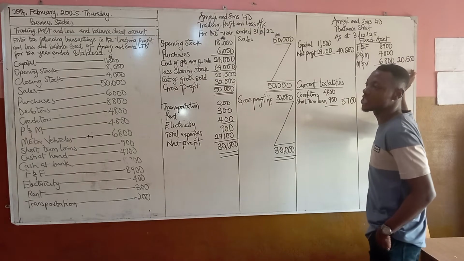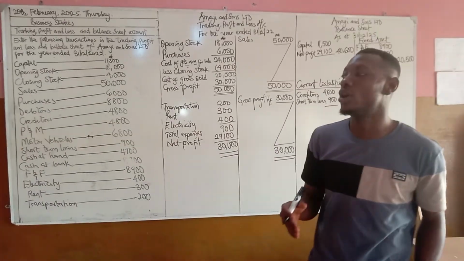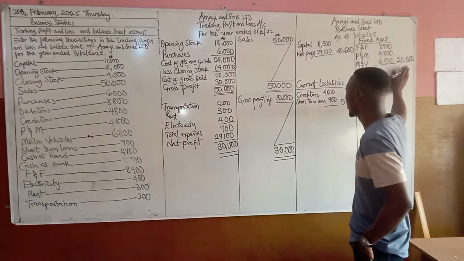Now we know why we always put these figures by the side, to illustrate to us that all these figures are being added, and once we have the total, we put it by the side.